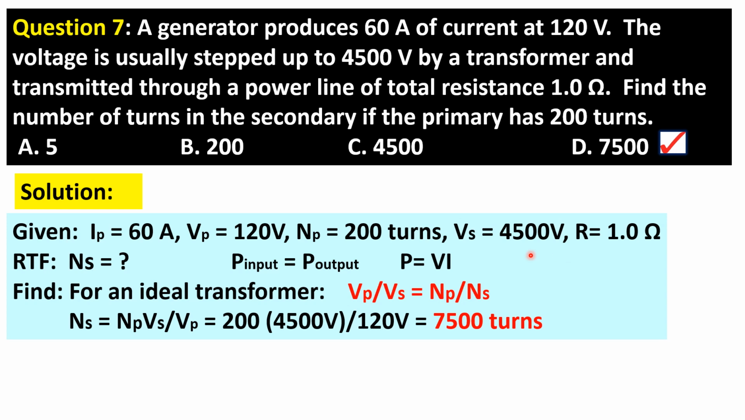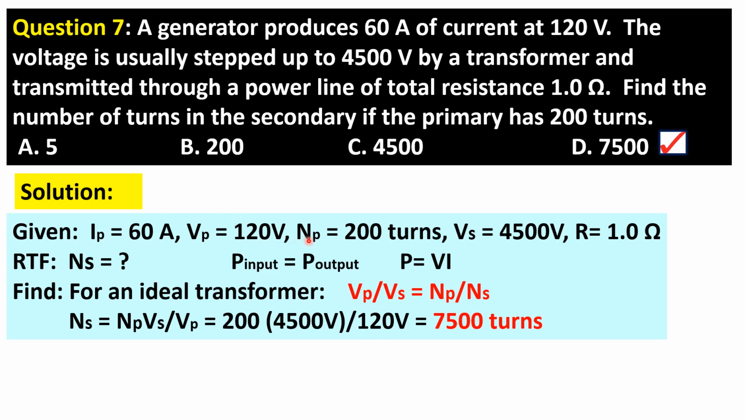They might wonder why other variables or other quantities are given, such as the resistance of the power line in the secondary. Okay, you have there the 1 ohm, but actually, in this problem, there is no need to consider that resistance, because after all, we are given the quantities that we need to be able to calculate the number of turns in the secondary. All right.